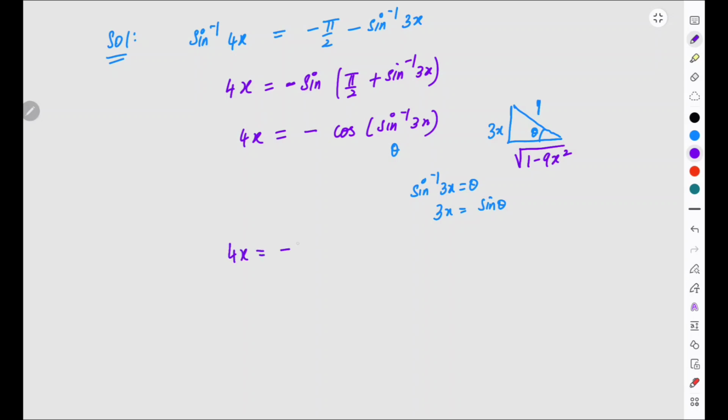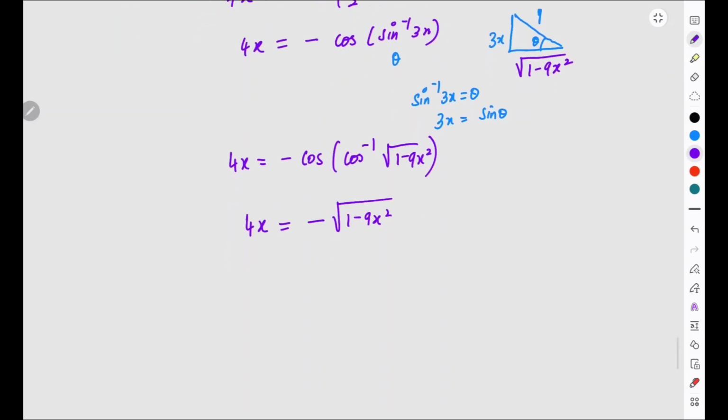So 4x is equal to minus cos of cos inverse root of 1 minus 9x square. So this is going to be 4x is equal to minus root of 1 minus 9x square. Just square on both sides. You get 16x square is equal to 1 minus 9x square. So 25x square is equal to 1. x square is going to be 1 by 25 and x is equal to plus or minus 1 by 5.